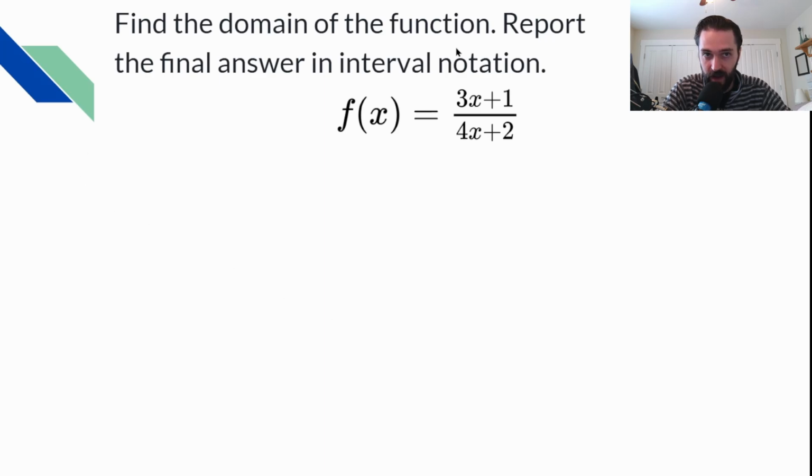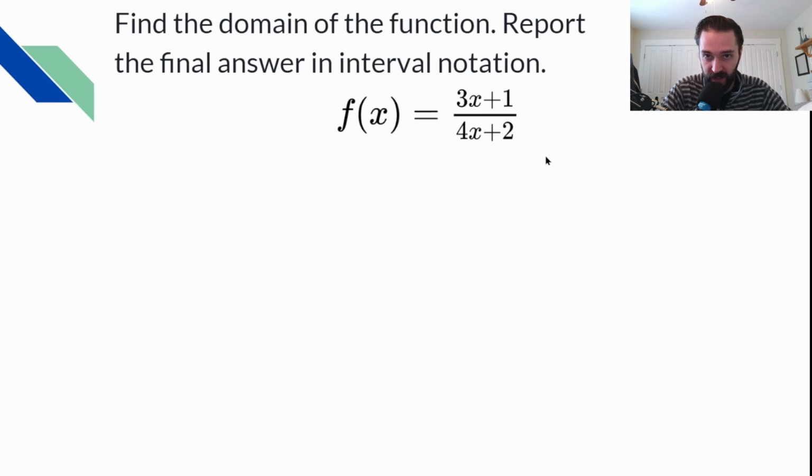Here we're asked to find the domain of the function again. We have a rational function here, f of x is rational. So what we need to do is watch out for division by 0. I don't know what value it is, but there's a problematic x value that when we plug it in here, we get division by 0, and that's not allowed.